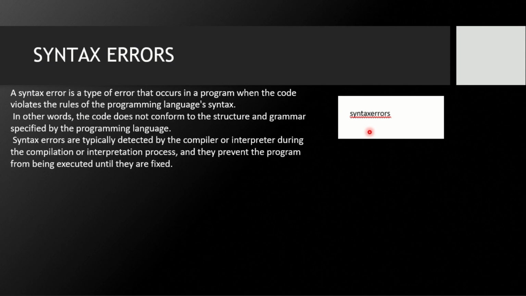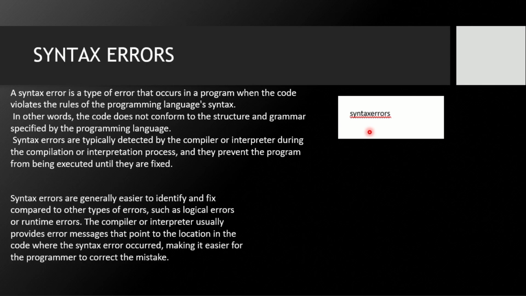So these are syntax errors that are typically detected by the Java compiler or the interpreter during the compilation and interpretation process. And they prevent the program from being executed until they are fixed. So until you fix your syntax errors, you are not going to have your code executed. Syntax errors are generally easy to identify and fix compared to other types of errors such as logical errors or runtime errors. The compiler or interpreter usually provides error messages that point to the location of the code where the syntax error has occurred, making it easier for the programmer to correct the mistake.